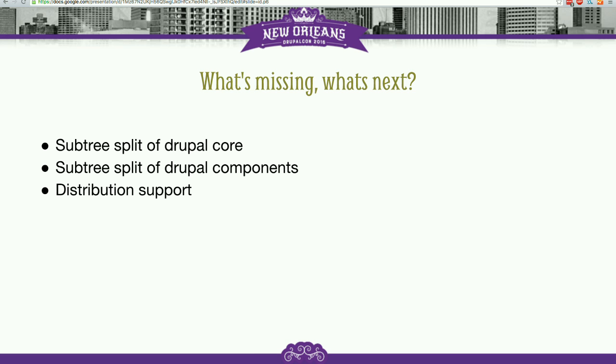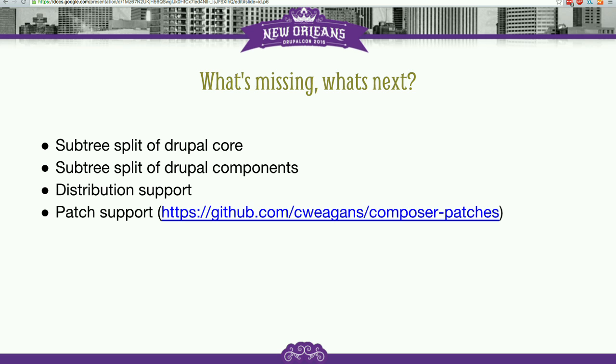We'd like to add distributions and install profiles as a thing to support, so that you can say composer require an install profile as a baseline to start with. Essentially, a distribution works like a meta package in that realm, but we don't have that baked in yet. Patches: right now, there isn't a really good way to add patches to Composer, or rather, not out of the box. There's a module that Cameron, a Drupal community member, has written that allows you to add patches to make Composer work a little more like Drush Make.